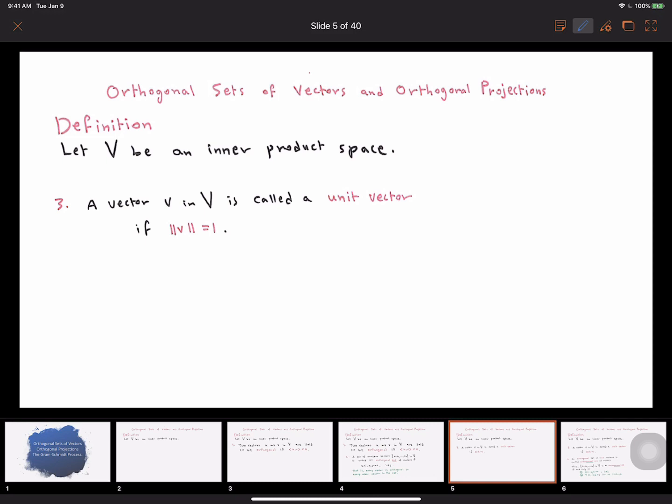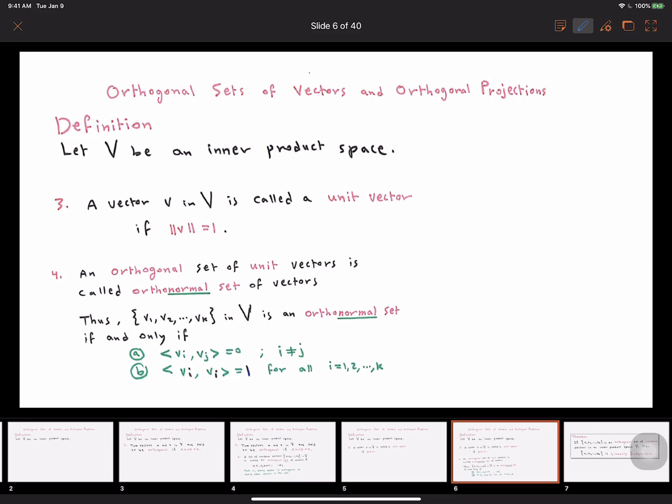Number 3. A vector v in V is called a unit vector if the magnitude or the norm is 1. Number 4. An orthogonal set of unit vectors is called an orthonormal set of vectors.